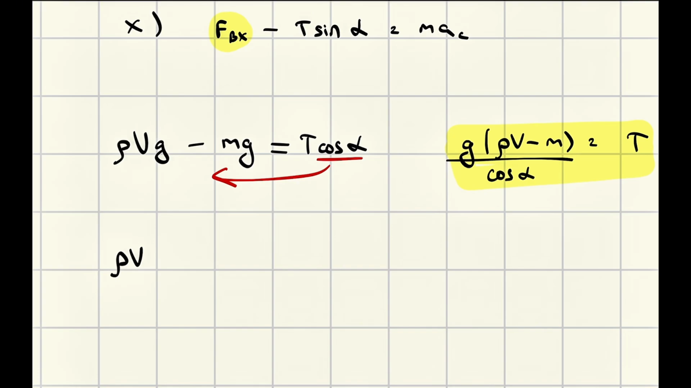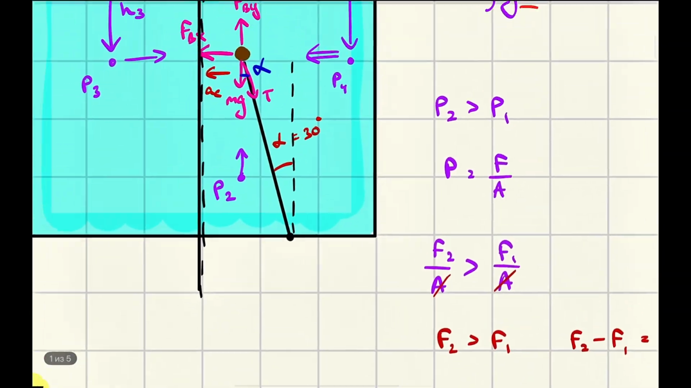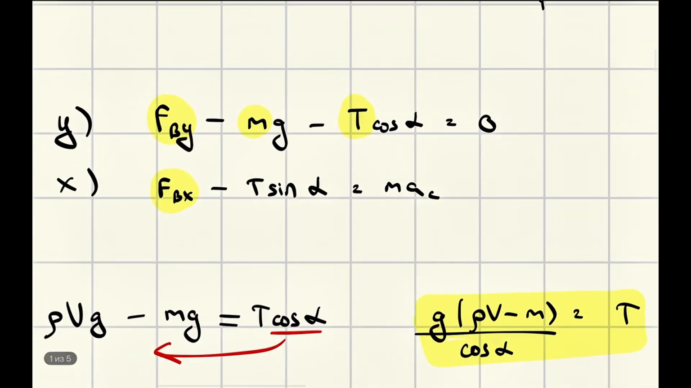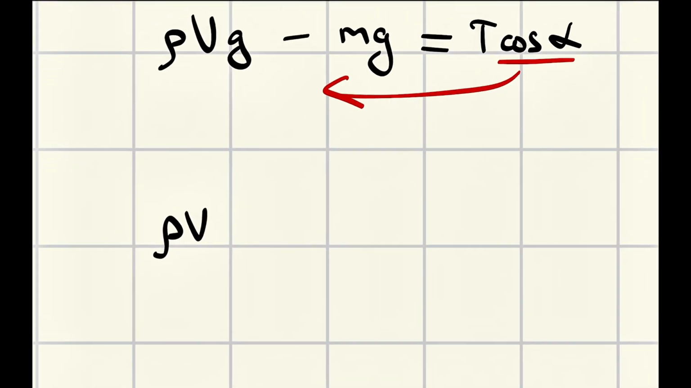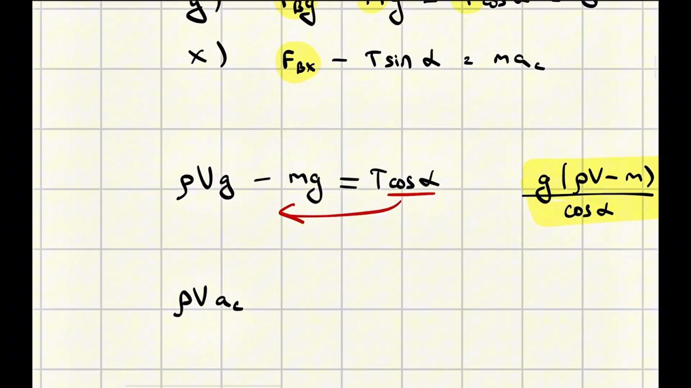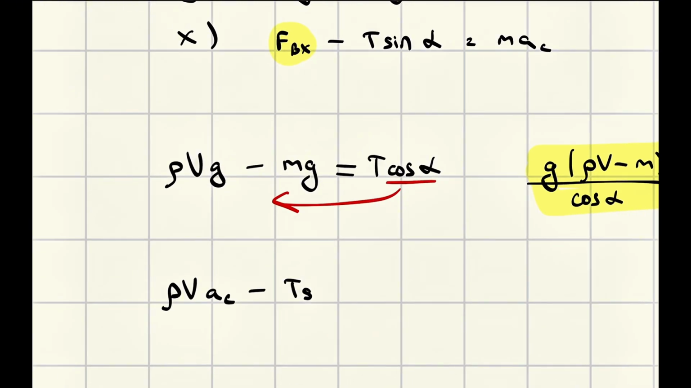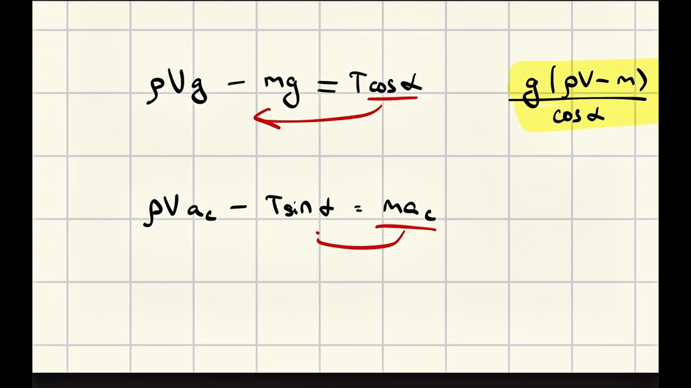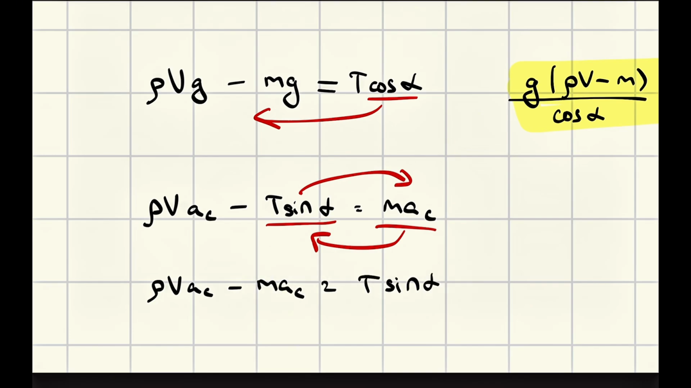It does not affect a horizontal axis. That's why we have a different acceleration which acts horizontally, and we already know it. It's our centripetal acceleration, right? So that's why we write here a_c. Okay, good. And right now we can just write here T sine alpha equals m a_c. We can move this m a_c here, and this T sine alpha here, and we will have something like this: rho V a_c minus m a_c equals T sine alpha, right?